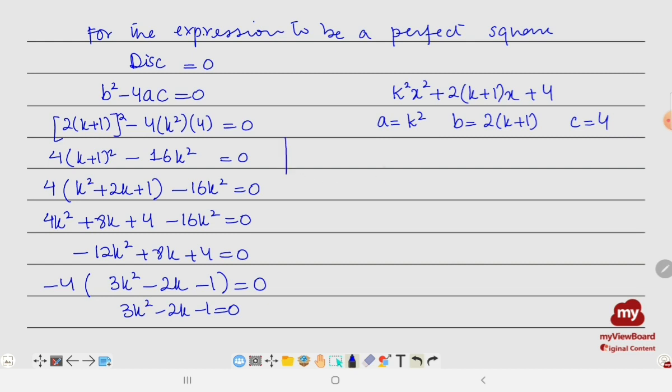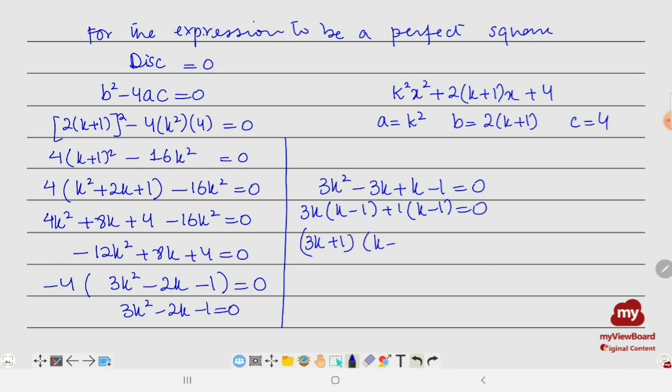Let's break the middle term. We have 3k square minus 3k plus k minus 1 equal to 0. 3k will be common, (k minus 1), and here also 1 is common, (k minus 1) equal to 0. That's (3k plus 1) and (k minus 1) equal to 0. From here we have 3k plus 1 equal to 0 and k minus 1 equal to 0, so k is equal to minus 1 by 3, and k is equal to 1. So these are the two values for which the given expression is going to be a perfect square.